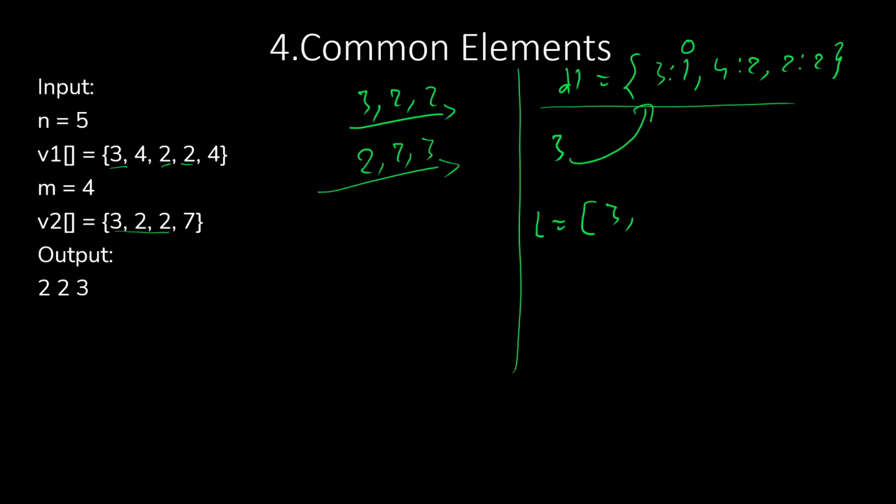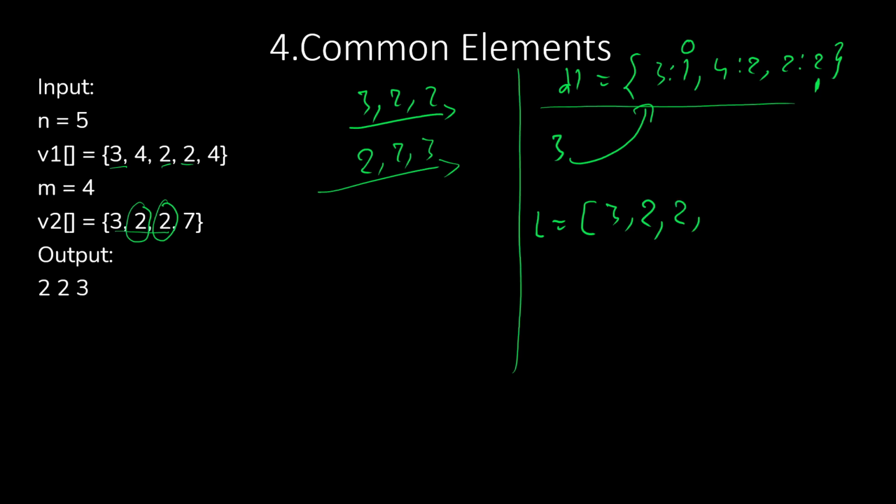Now let us continue to the next iteration, which has the element 2. It checks whether 2 is there inside d1. Yes, it is there, so 2 will be appended, and the value will be changed to 1. We keep doing minus 1 until it reaches 0. Now we take the next element, 2 again. Is 2 there or not? Yes, 2 is there, and the value is 1, that means 2 is present. We can append it to the list. We got 3, 2, 2.